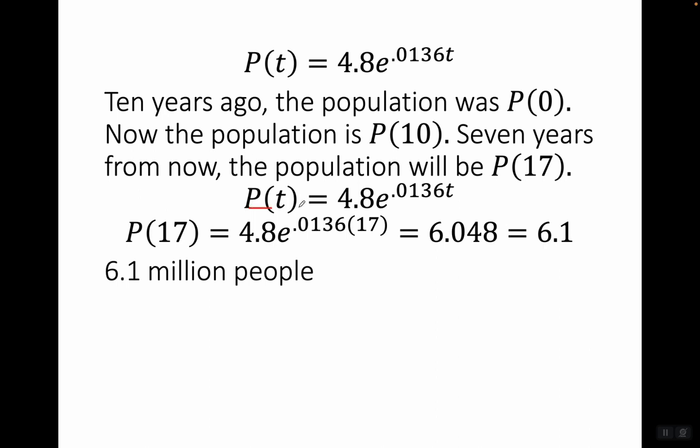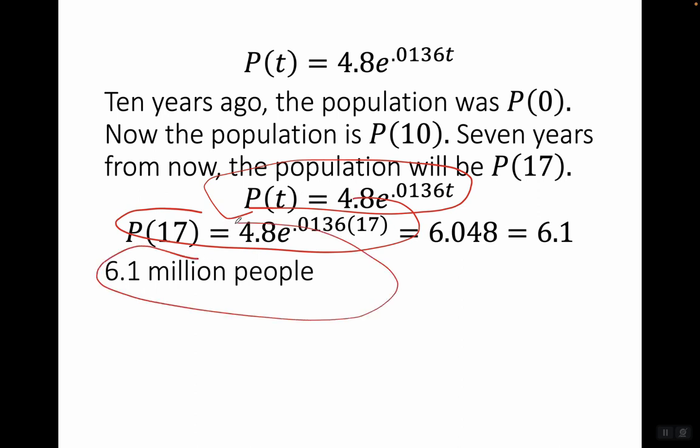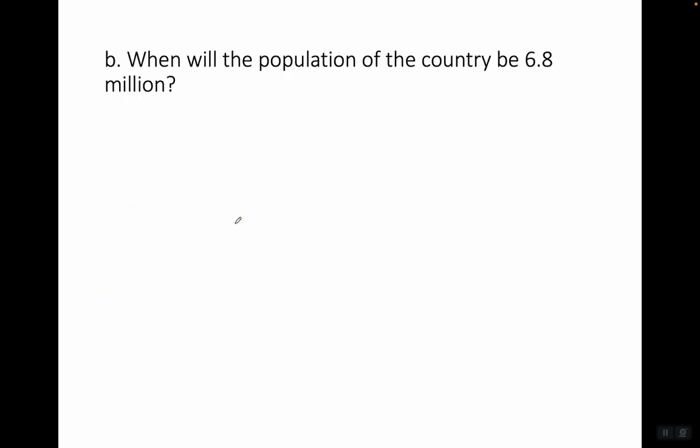Here's our original equation for the population. Plug in t equals 17, and we get P of 17 equals 4.8 e to the 0.0136 times 17. Plug that into your calculator, and you get 6.048. We were only given things accurate to 2 significant digits, so we're going to round that to 6.1. So our answer is 6.1 million people. That's how many we'll have 7 years from now.